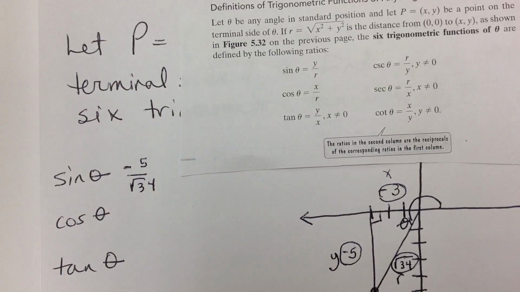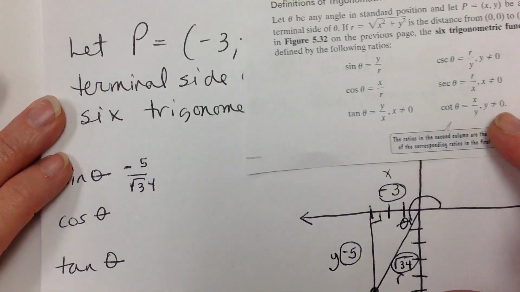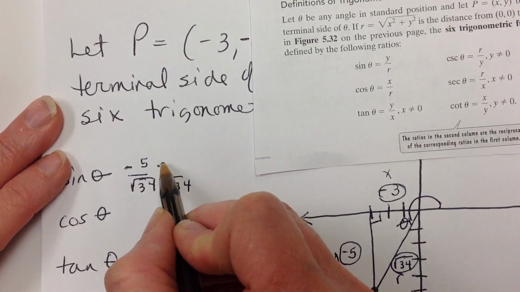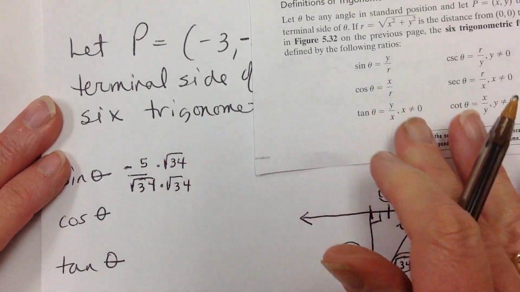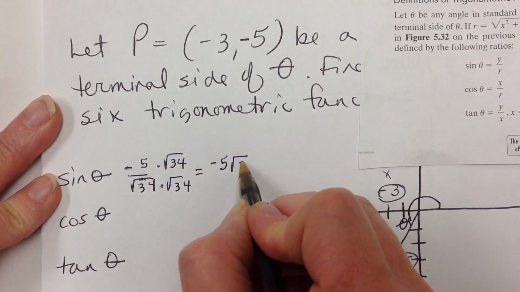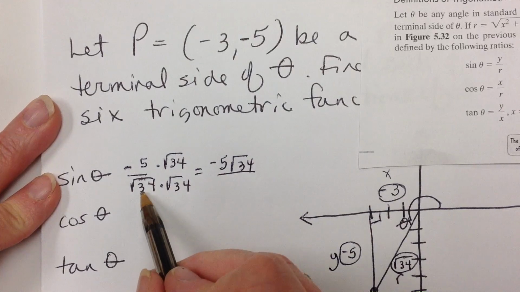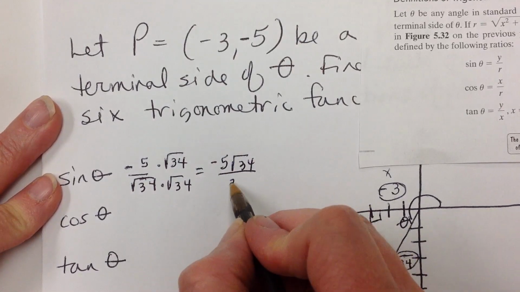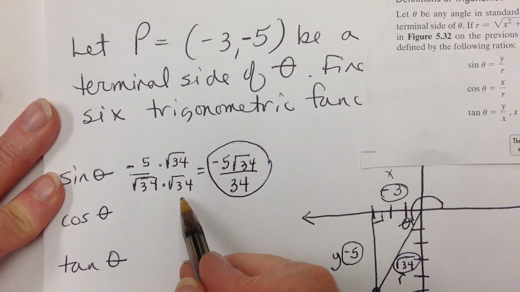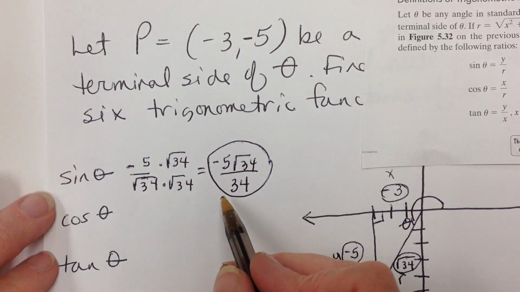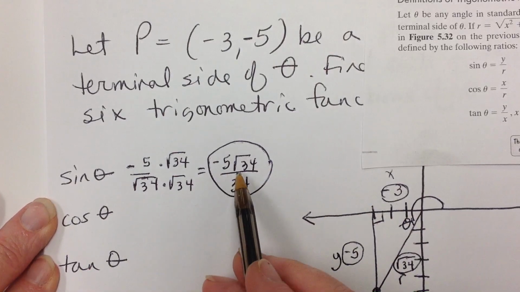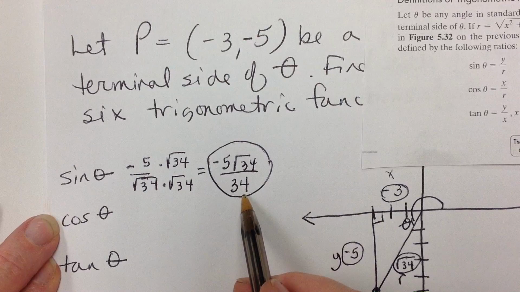Now, we will need to rationalize that. You never leave me a radical in the denominator. So let's multiply numerator and denominator by the square root of 34. So I end up with -5 times the square root of 34 over, well, square root of 34 times square root of 34 gives you 34. When you multiply two square root radicals that are identical, your answer is what's inside. So we end up with sine of theta being -5 square root of 34 over 34.